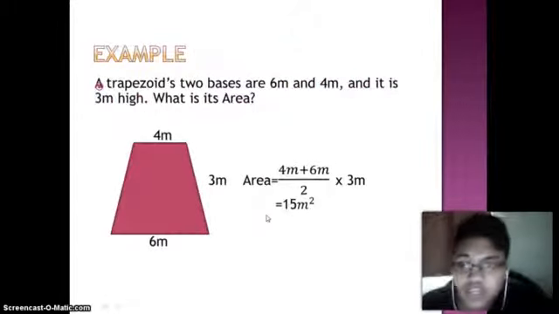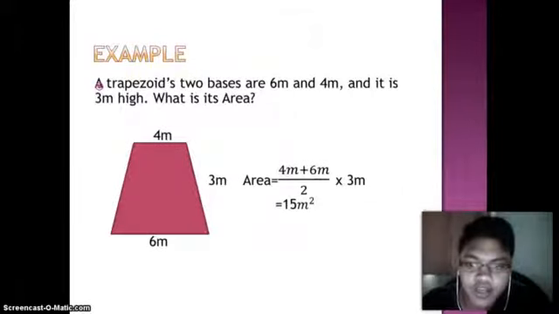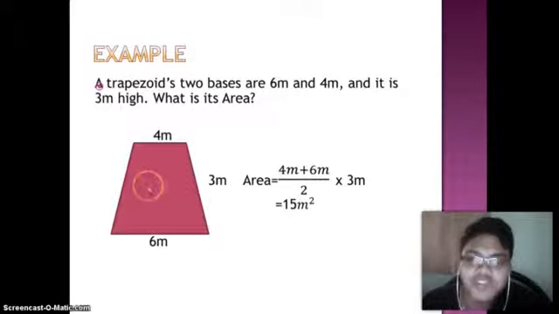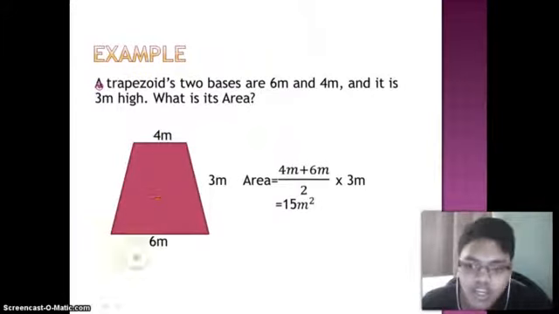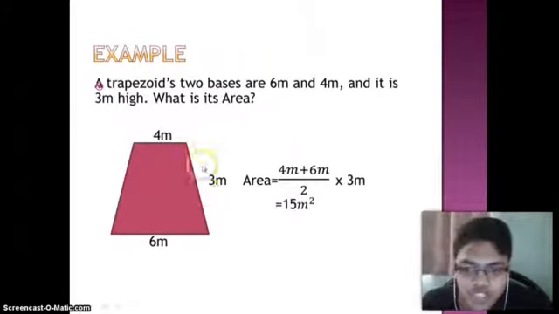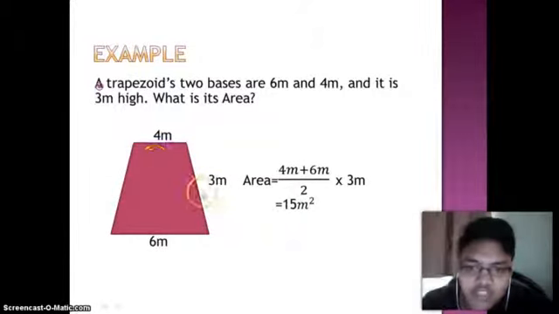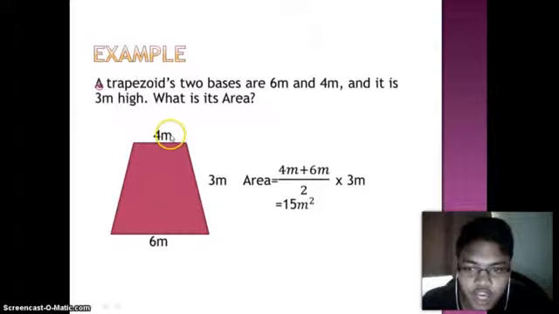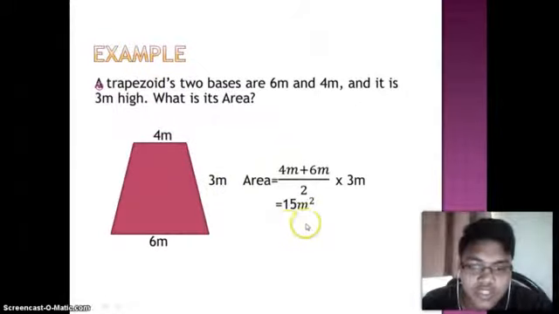Let's go to the example. A trapezoid has two bases of 6 meter and 4 meter, and it is 3 meter high. What is its area? As you can see, a 4 meter base and a 6 meter base with 3 meter height. So we are going to find the area. Just put it into the formula. Area equals 4m plus 6m divided by 2 times 3 meter, and we get 50 meter square.